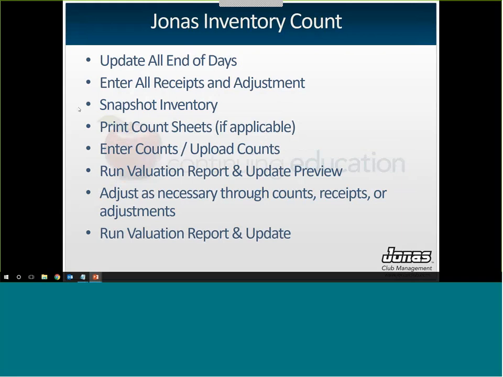Then go ahead and proceed to snapshot your inventory, print your count sheets, enter your counts or upload them from your scanners if you're using inventory scanners. Run your valuation report and update preview. Go through that, make sure that everything is correct. If you need to, go ahead and adjust those necessary counts, receipts, or adjustments, and then run the valuation report and update. So that is how you close out your counts and update it in Jonas, as well as get the applicable GL postings.